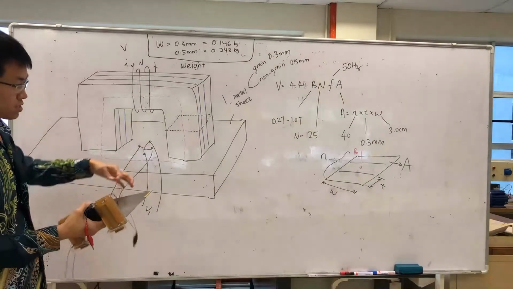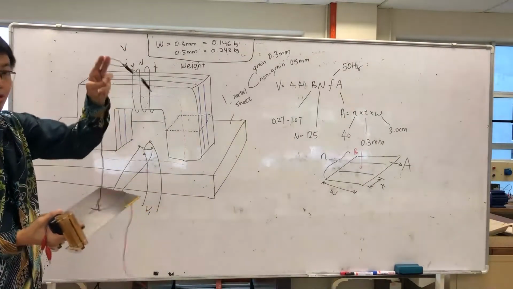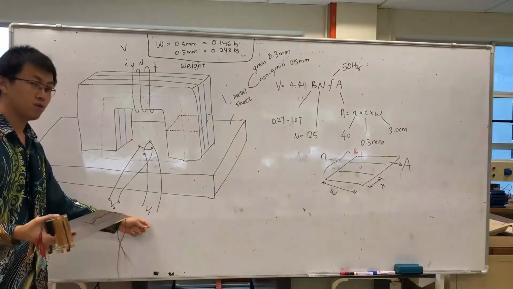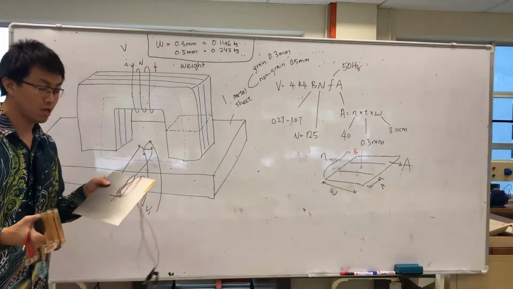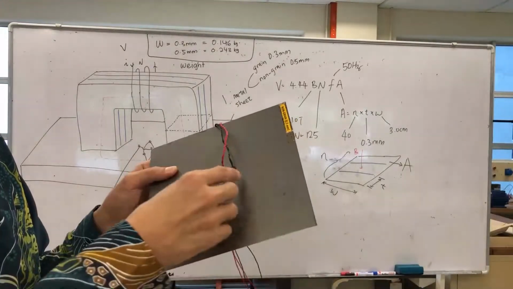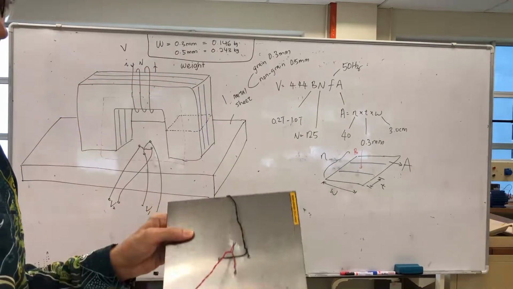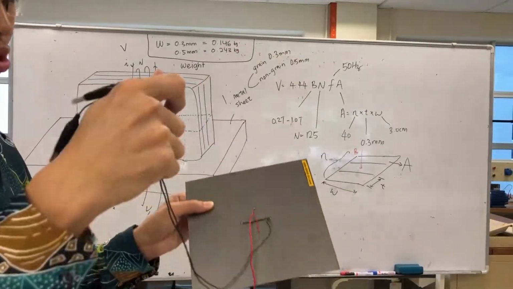Then we have two wires. This is one wire, and this one is another wire. So I measure V1, V2 with two coils: one coil with V1, another coil with V2.